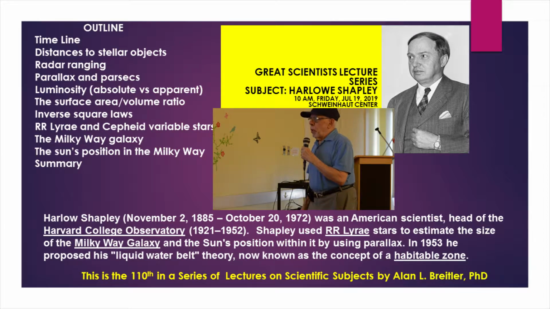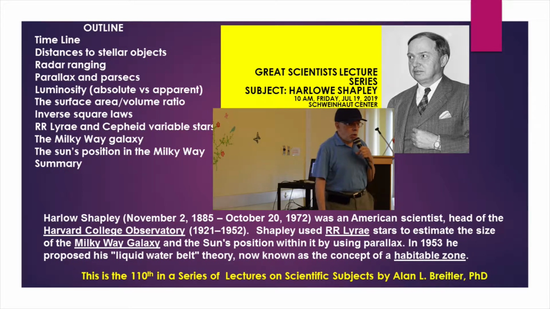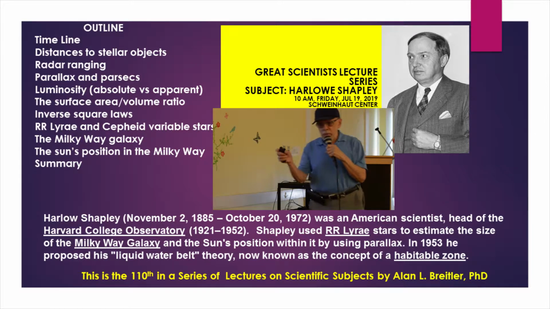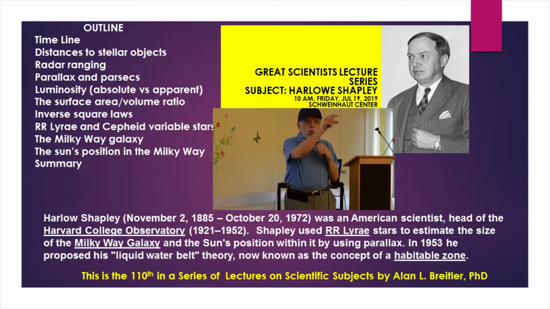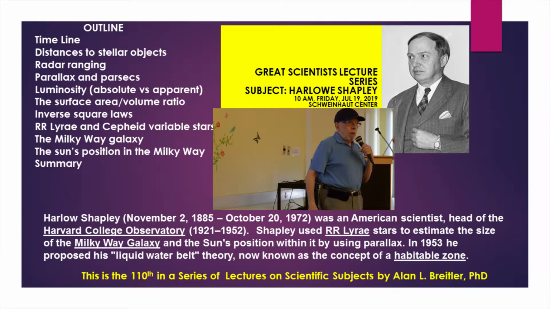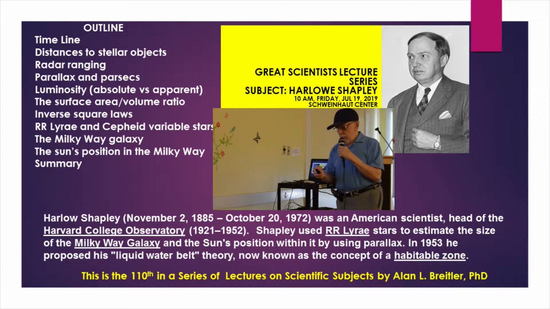He also proposed a theory called the liquid water belt, which is now known as the habitable zone, which is the zone around a star, the distance from the star at which water can be in its liquid form due to the proper temperature based on the heat that's generated by the star.